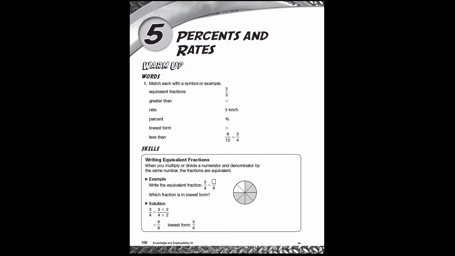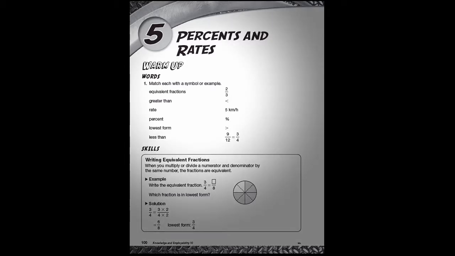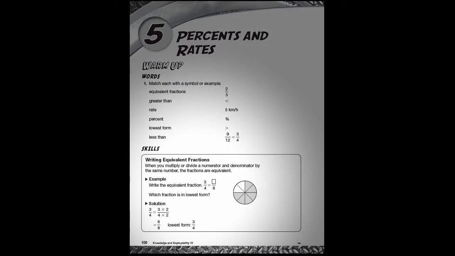In the workbook, each chapter starts with a series of warm-up questions that can be used to activate prior knowledge and get students thinking about the math in the chapter ahead. The warm-up is broken into two sections: words, which addresses the vocabulary, and skills, which addresses the prerequisite skills students will need to know to successfully start the chapter.